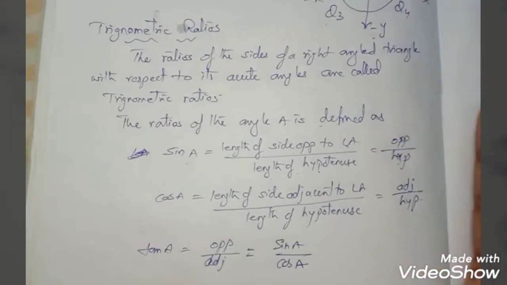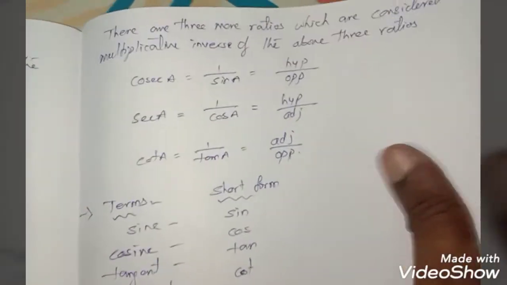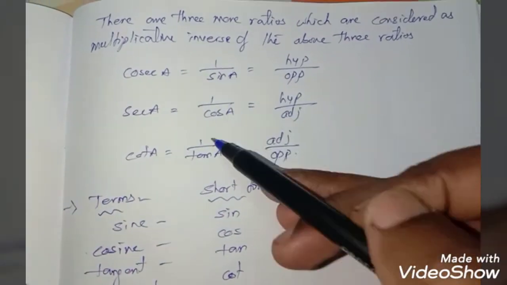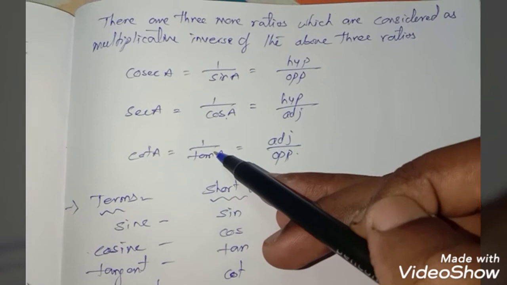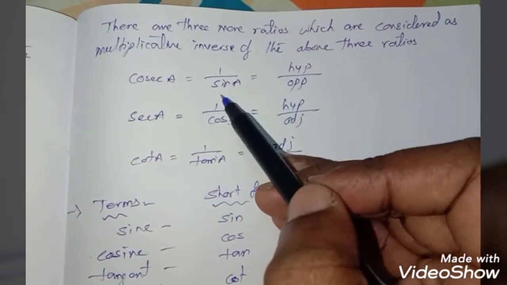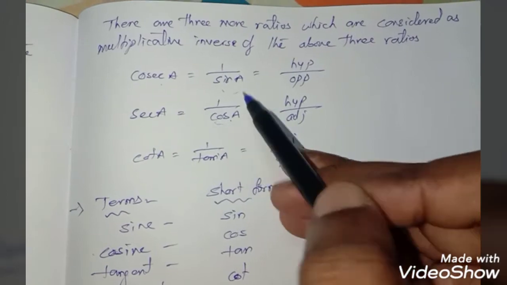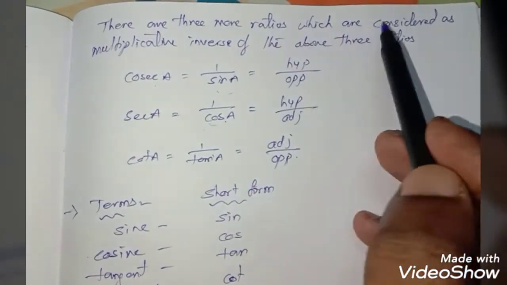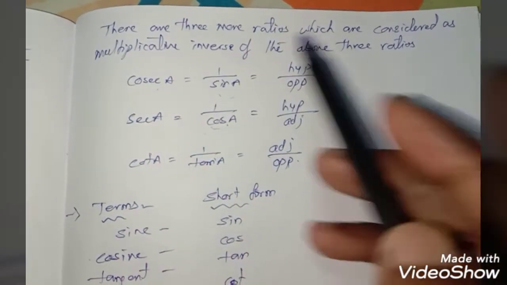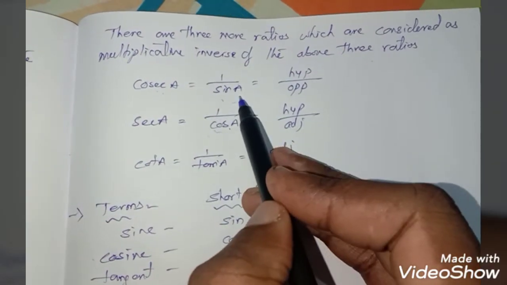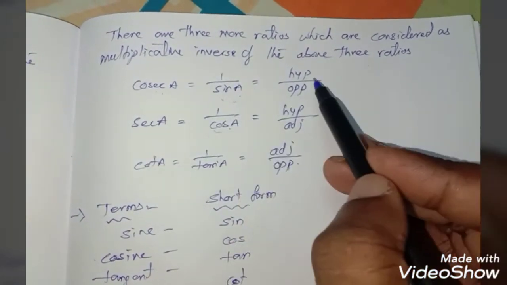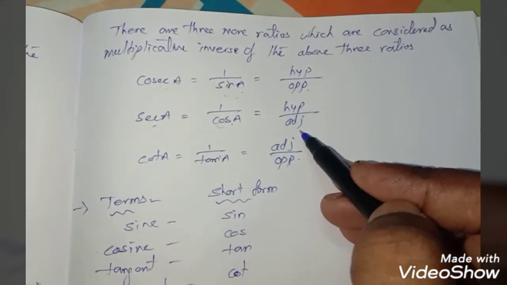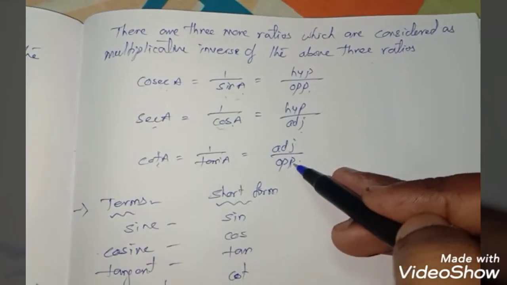The remaining 3 ratios are the multiplicative inverses of the above 3 ratios. The multiplicative inverse of sin is cosecant, the multiplicative inverse of cos A is secant, and the multiplicative inverse of tan A is cot. Cosecant A is 1 by sin A, which is hypotenuse by opposite. Secant A is hypotenuse by adjacent, and cot A is adjacent by opposite.